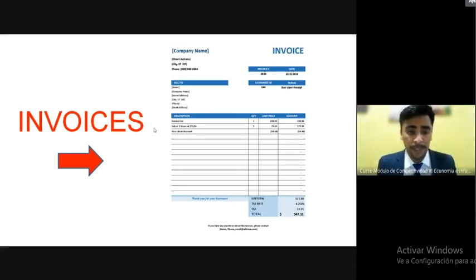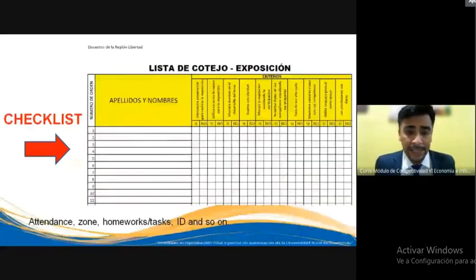What else? Checklist. A checklist is very useful for teachers. What's the name in Spanish for the teachers? The teachers always say lista de cotejo. But in English, we say checklist. It's very useful because I am a teacher and I need to take note about your name, for example, and all the points that you are gaining here in this course.